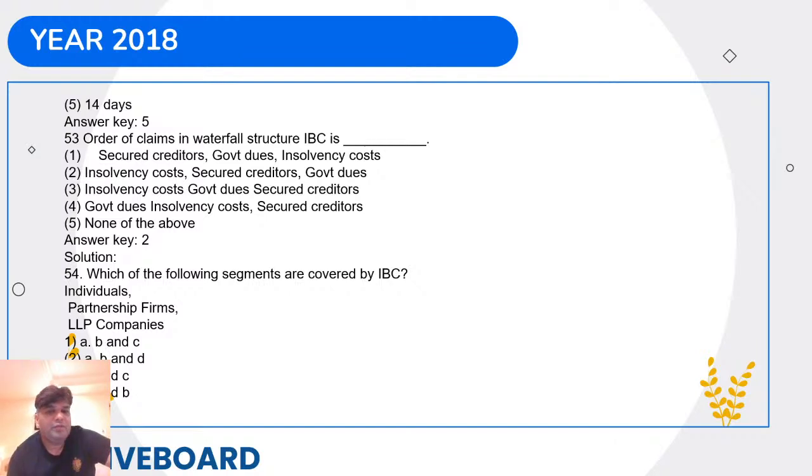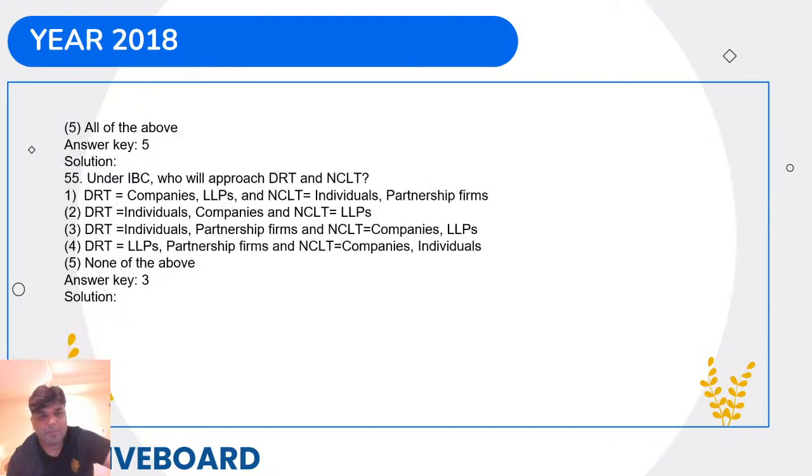Next question. Which of the following segments are covered by IBC? Individuals, partnership firms, LLP, companies. What are LLP companies? Limited liability partnerships. So there are three options. Now there is a combination of options given: A, B, and C, A, B, and D, A and C, and A and B. So the answer to that is 5, all of the above. That is individuals, partnership firms, LLP, that is limited liability partnerships, and companies. All 4 of them.